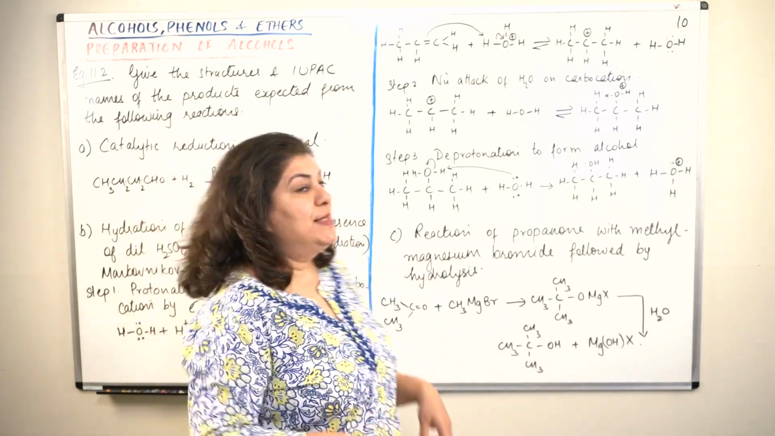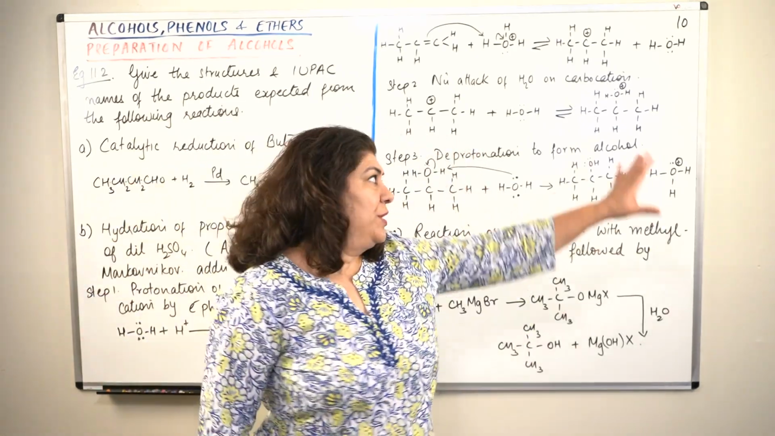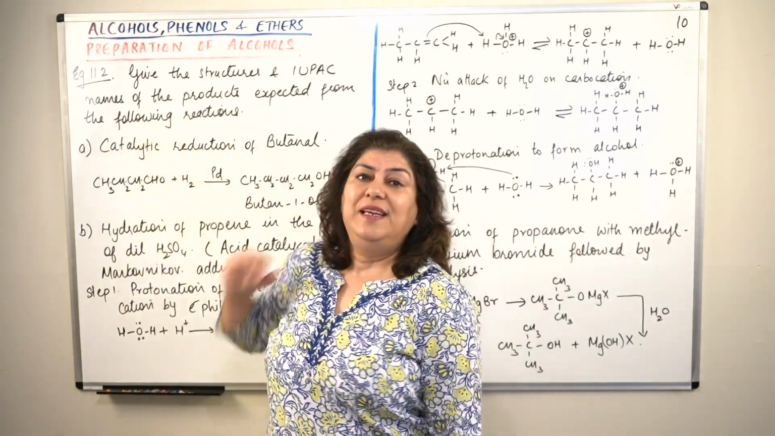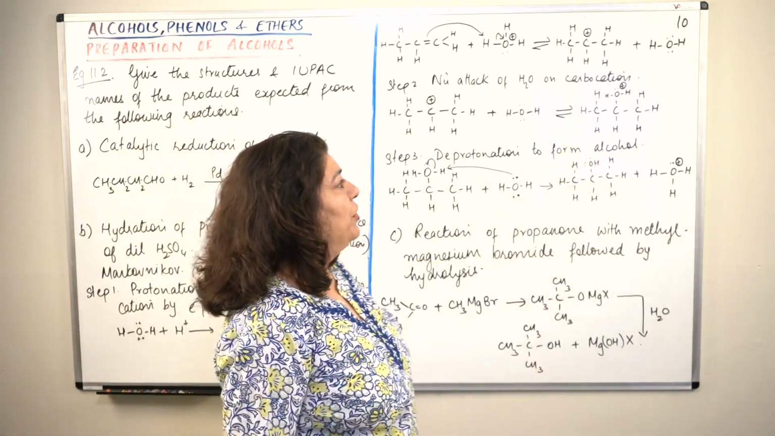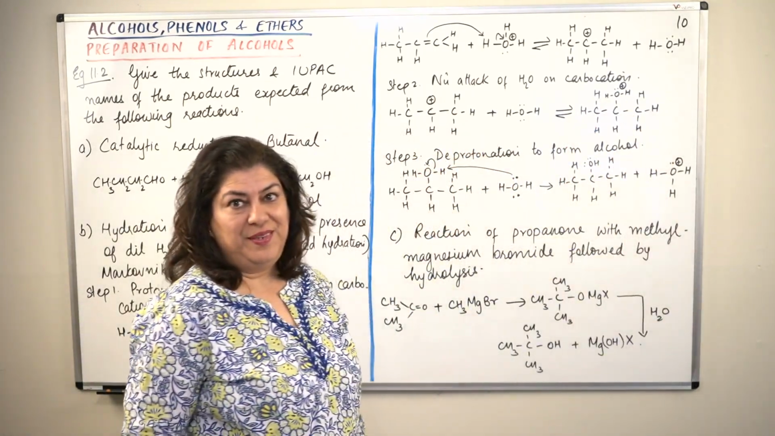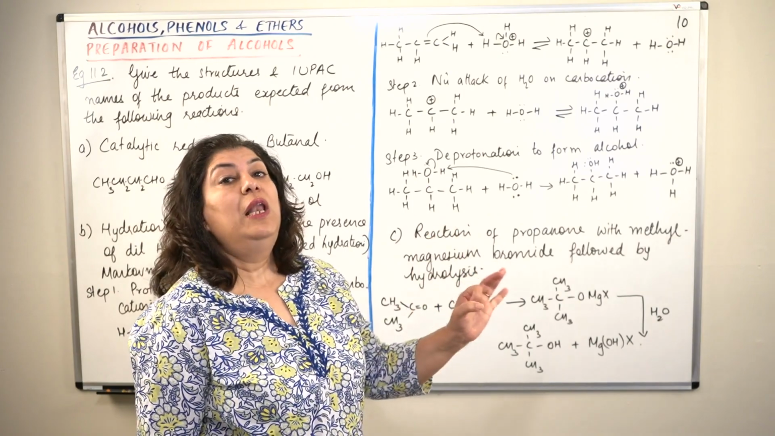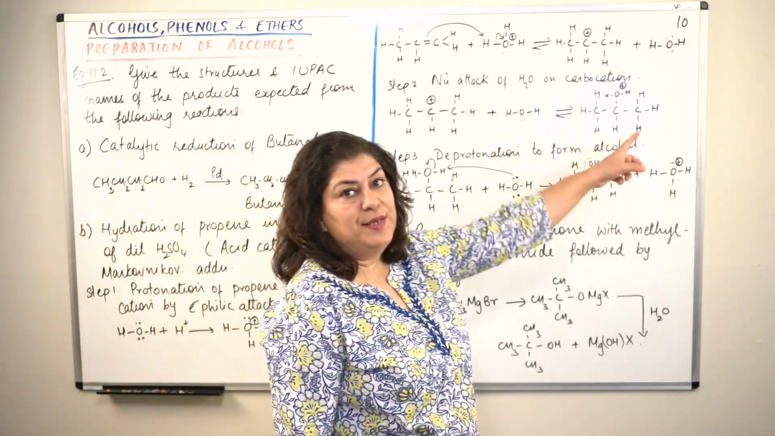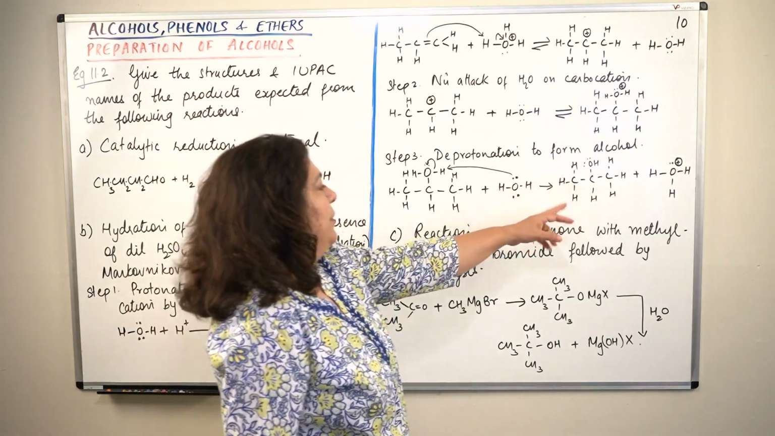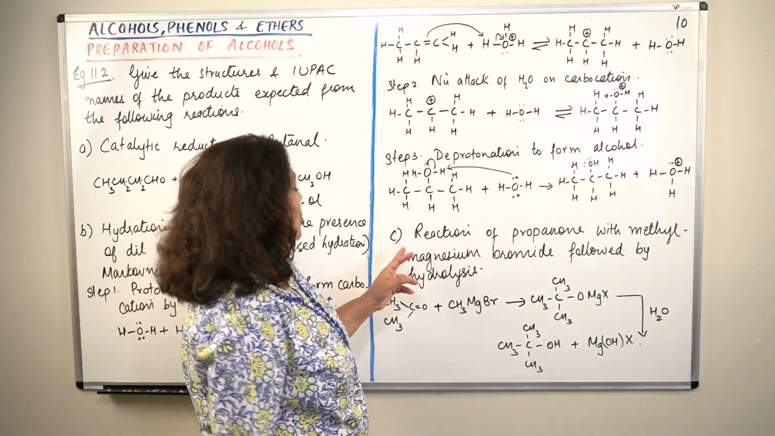So what does the question say? You have to write the structure. The structure is here. You could condense it also and give the IUPAC name of the product. So what is the name of this product? It would be propan-2-ol, right? Propan-2-ol will be the IUPAC name of this compound. Here, sorry, that is the positively charged one.